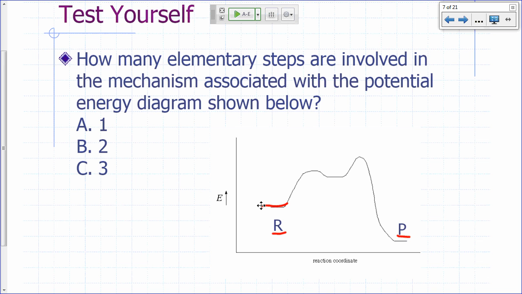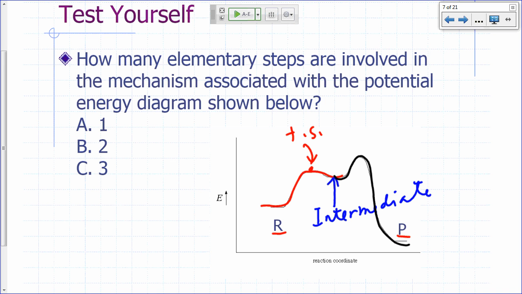This would be the first step. So this thing right here would be the transition state for the first step. And what you form during that first step is what you would call an intermediate, a reaction intermediate. And then there's a second step here. Your second step transforms your intermediate to product. And so you have another transition state here, for your second step. So that's 2 elementary steps. Typically, for each elementary step, you have a hump, a transition state.